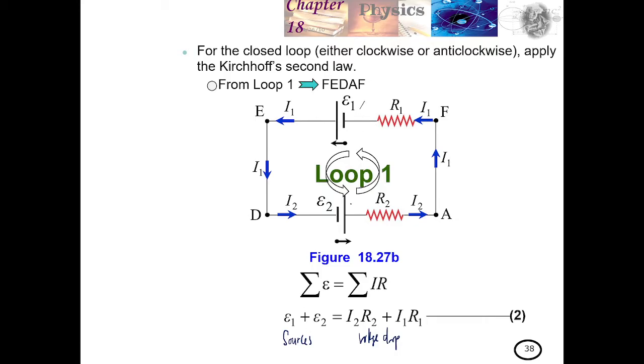This is I1 and I2. It is plus because they have the same direction of current. So (I1 plus I2) R2, I2 R2 on this side, is how much voltage drop there is over here, and I1 R1 is how much voltage drop there is over here. So the voltage drops V1, V2, V3 sum to E1 plus E2.